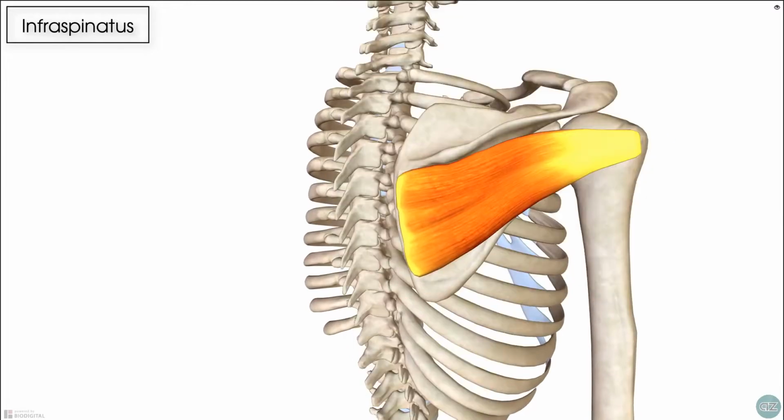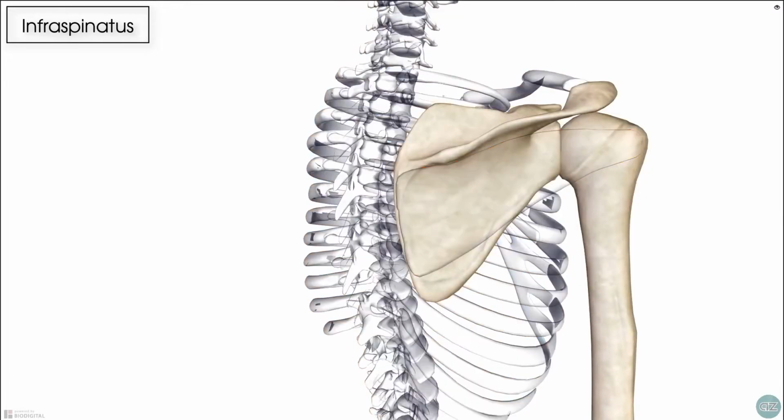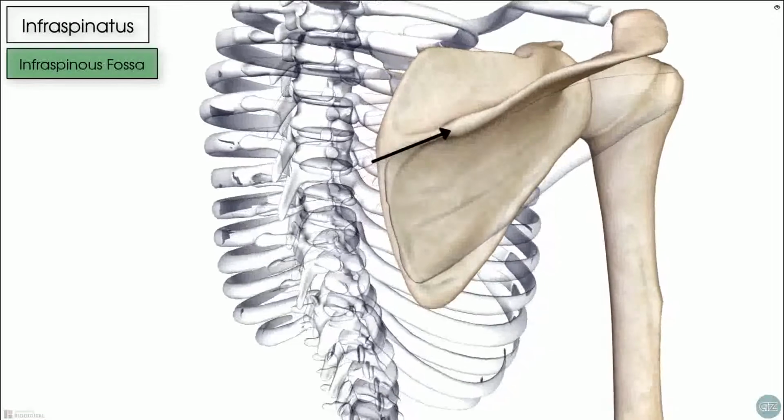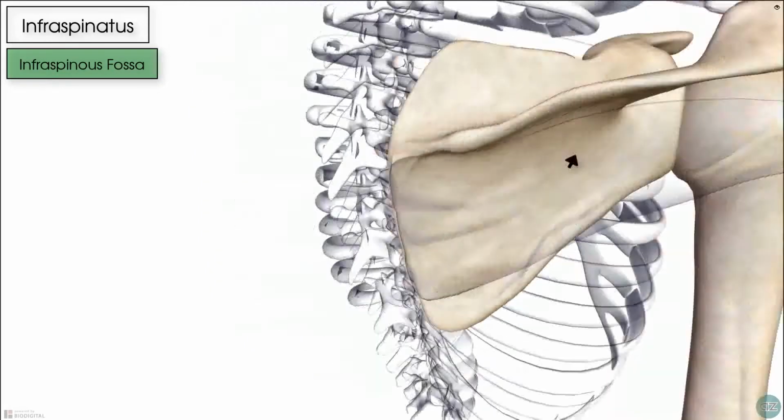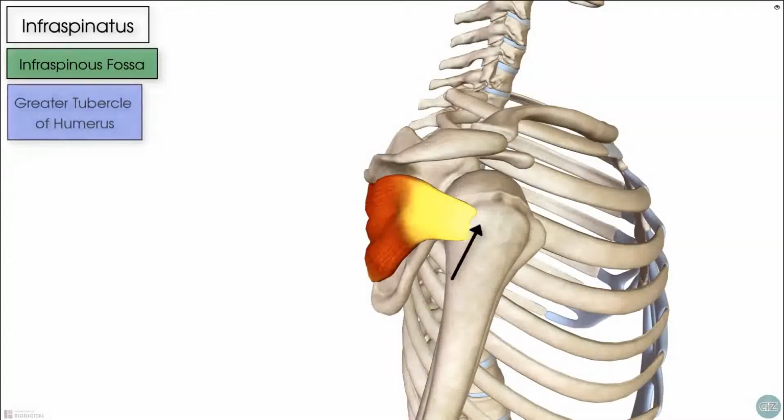The infraspinatus originates in the infraspinous fossa, and that's located on the posterior aspect of the scapula, inferior to this, which is the spine of the scapula. From its origin, the infraspinatus then traverses the lateral border of the scapula and moves around the posterior aspect of the proximal humerus to insert on the greater tubercle, which is on the lateral aspect of our proximal humerus.